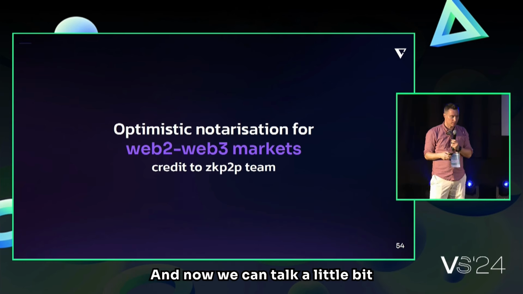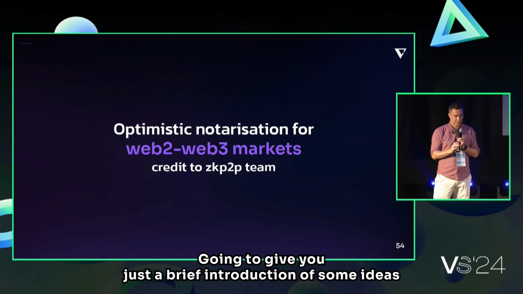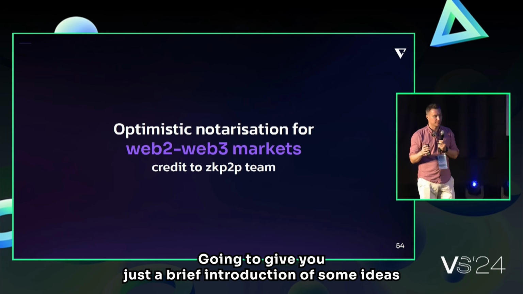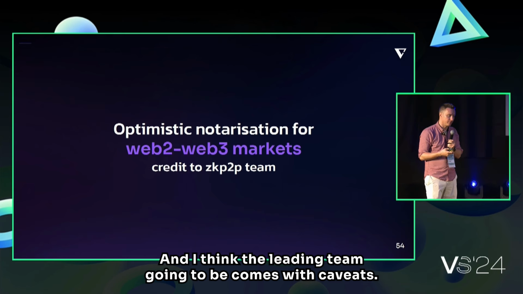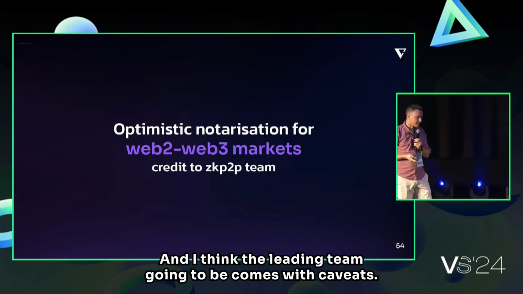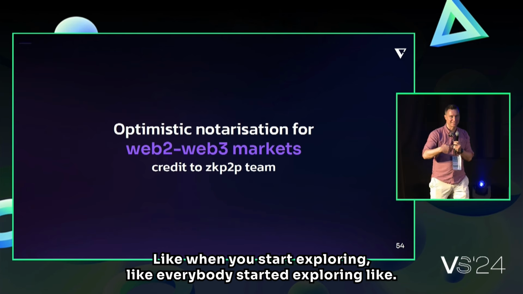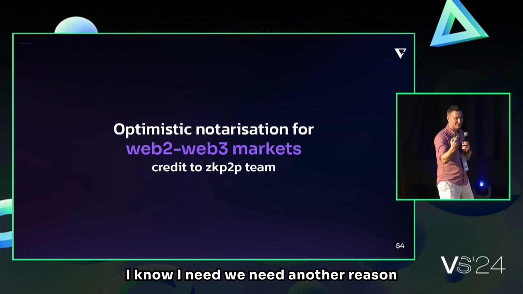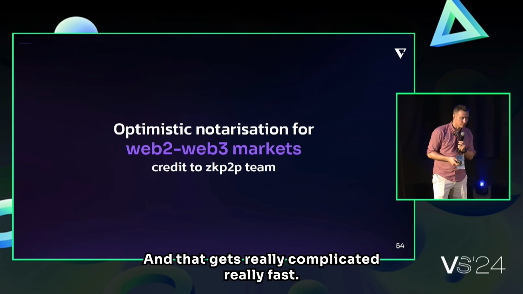And now we can talk a little bit, and I'm gonna just not try to explain the whole thing. Gonna give you just a brief introduction of some ideas, how we could solve it by crypto economy. And I think the leading team comes with caveats. It's not that easy. Like when you start exploring, everybody started exploring, and I know we need the notaries, and they're gonna vote. But then this and that, and it gets really complicated really fast.